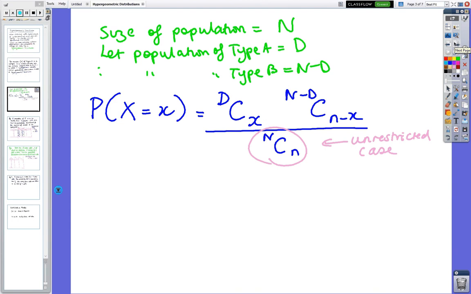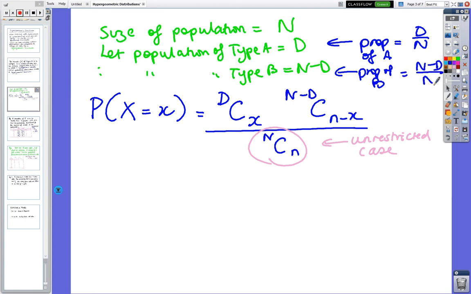Okay, so we've got the size of the population is N. The number of type A, you're talking about two different things that can happen. So the number of type A is D, so the proportion of type A is D over N. The type B, because you've only got two types, the difference is N minus D, and the proportion of B is N minus D over N. So when we get to examples, it'll make more sense.